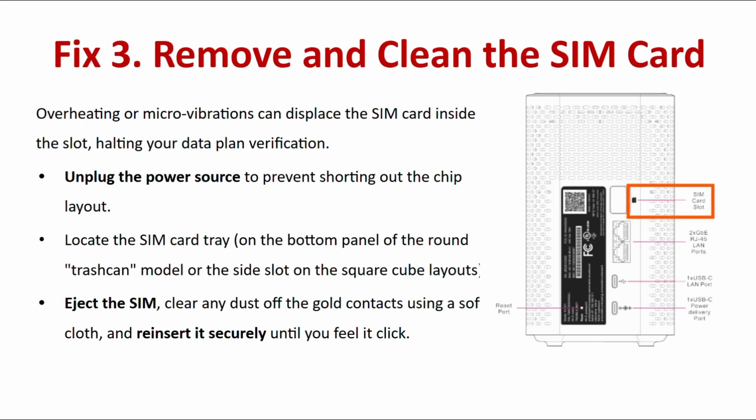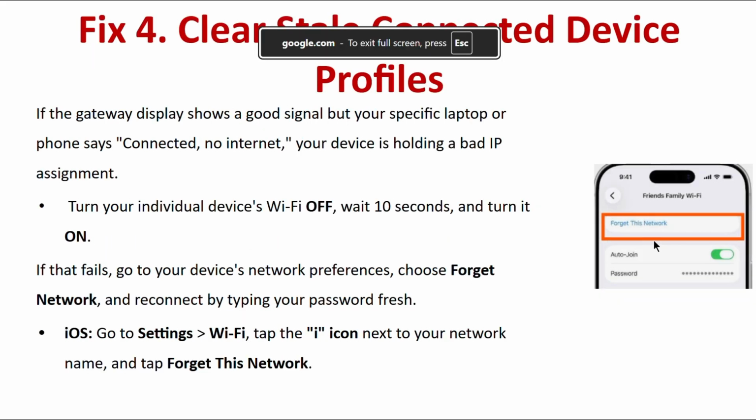interference. Step 3. Remove and clean the SIM card. Unplug the power source to prevent shorting out the chip layout. Then locate the SIM card tray on the bottom panel of the round flask-shaped model or the side slot on the square cube layout. Eject the SIM, clear any dust off the gold contacts using a soft cloth, and reinsert it securely until you feel it click.